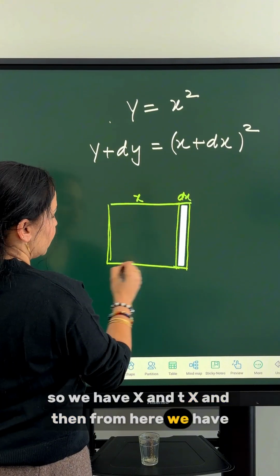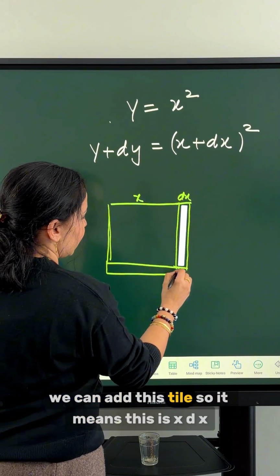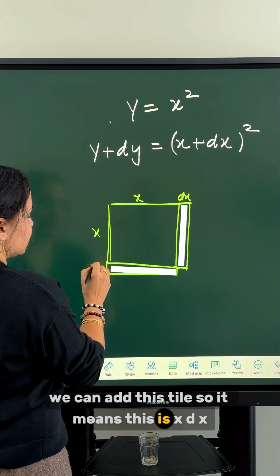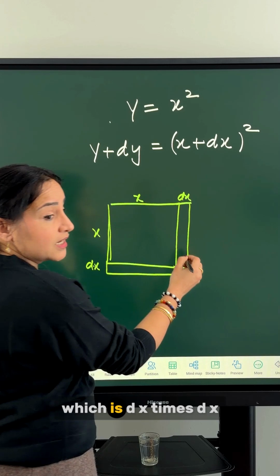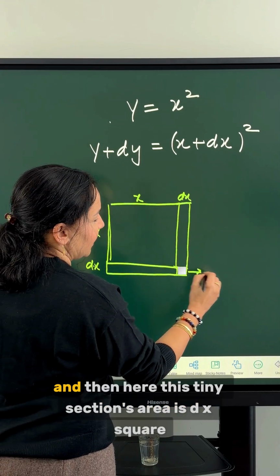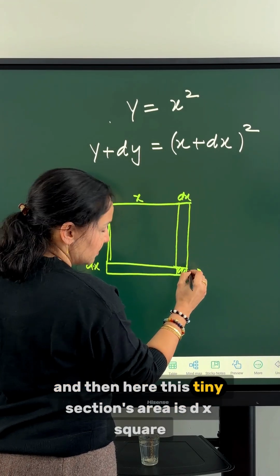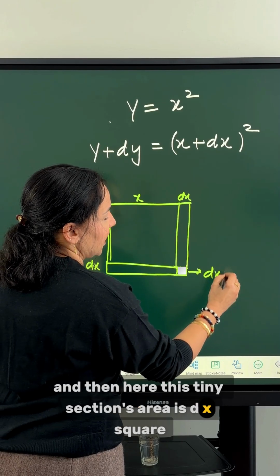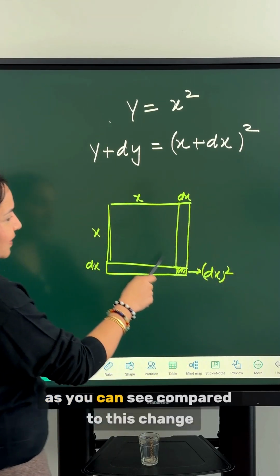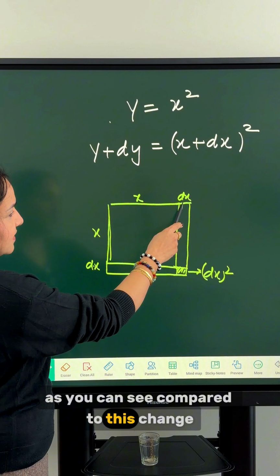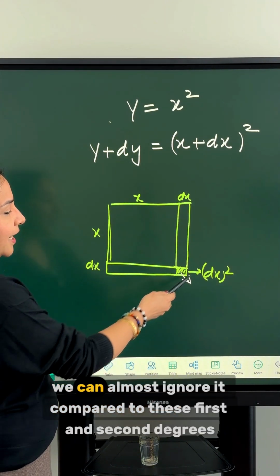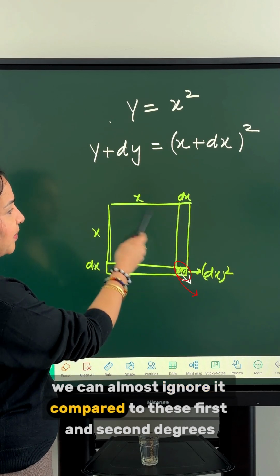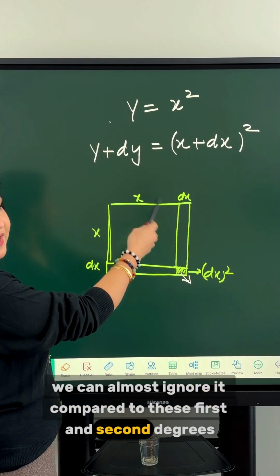And then from here we can add this tile. So it means this is x dx. And then we have this tiny section which is dx times dx. And then here this tiny section's area is dx squared. As you can see, compared to the other changes, this is negligible. We can almost ignore it compared to these first and second degrees.